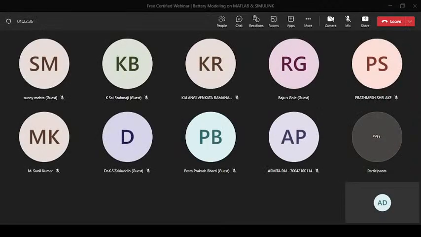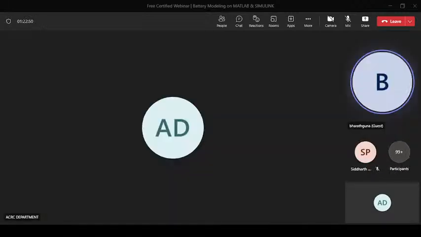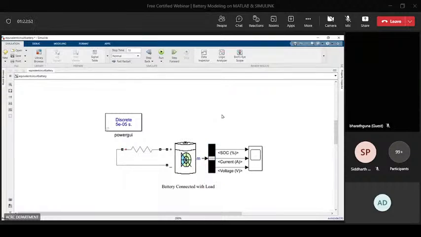Sir, the screen is not visible. Your screen is not visible. Now is it visible? Yes, sir. Okay. So this is the MATLAB demonstration. Was anyone saying something?